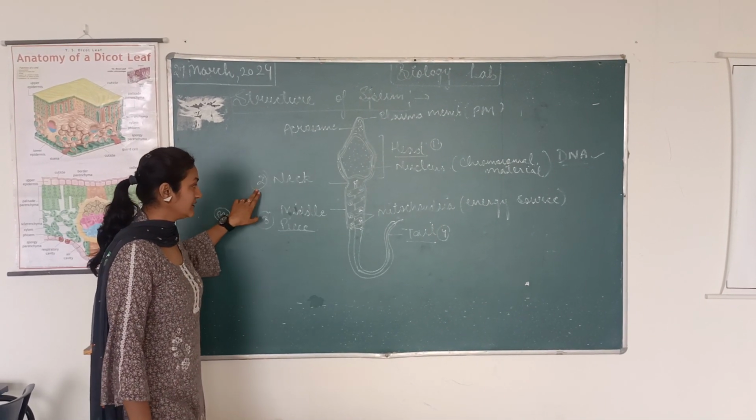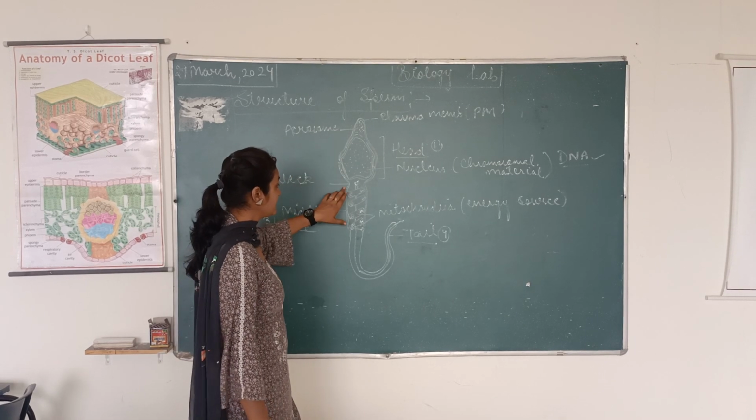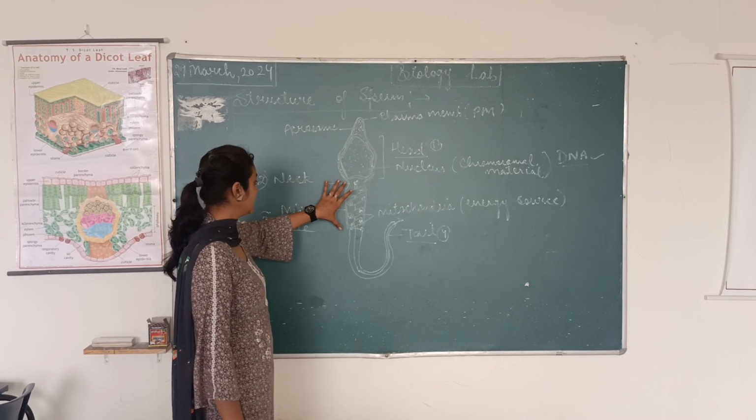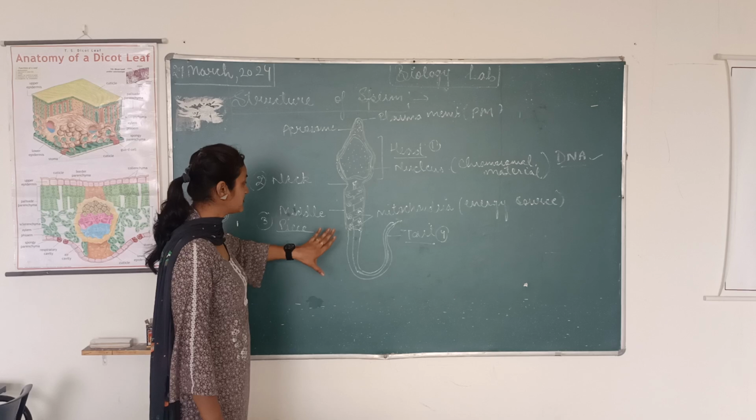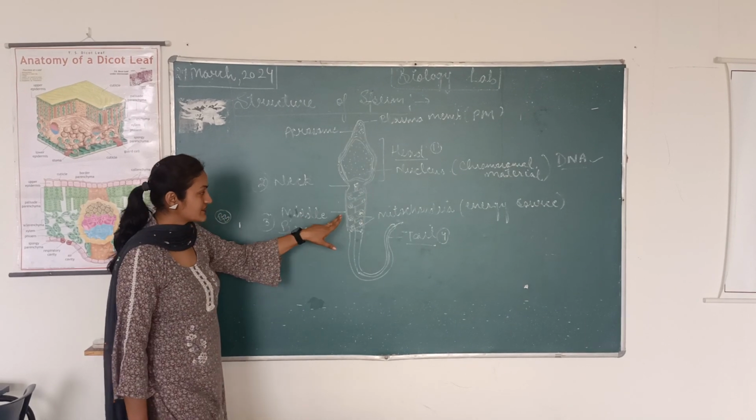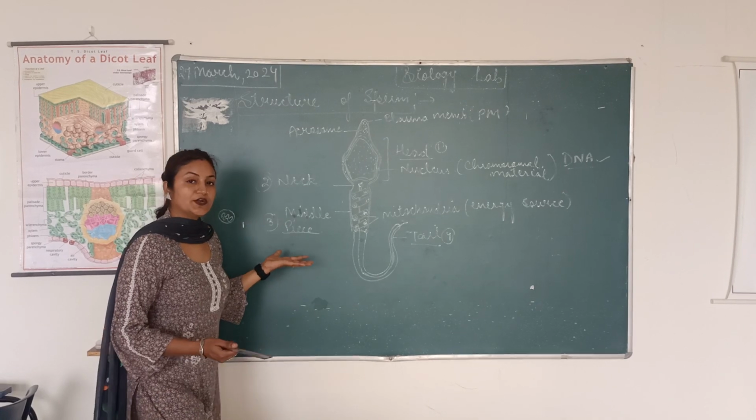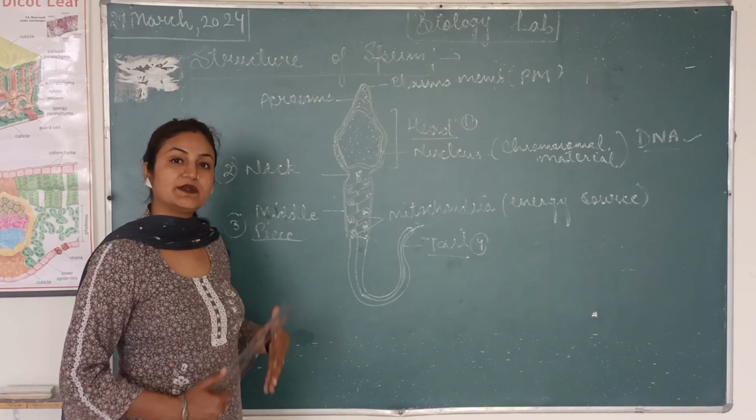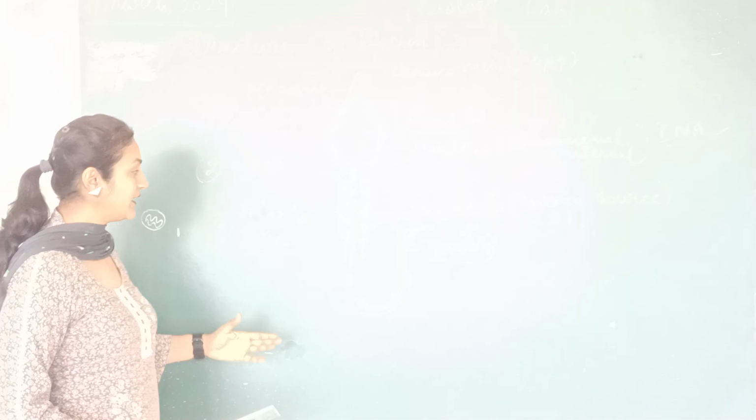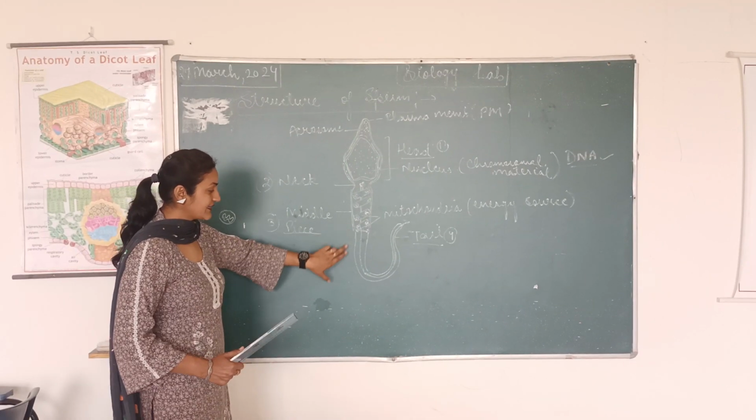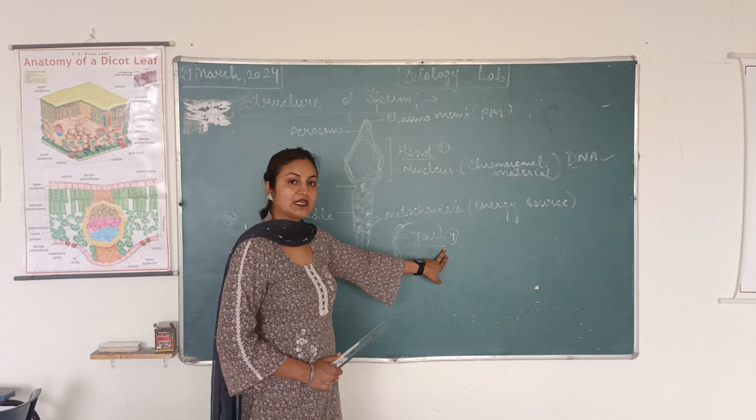The second part is the neck. The head is attached to the neck portion, and then the middle piece, in which mitochondria are present. These small structures are mitochondria. This is the middle piece. Like in our body, our head is attached to the neck, and after that the middle piece, then our hind part. In the same way, the middle piece is attached to the last part, that is the tail.